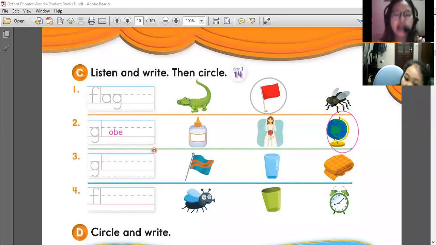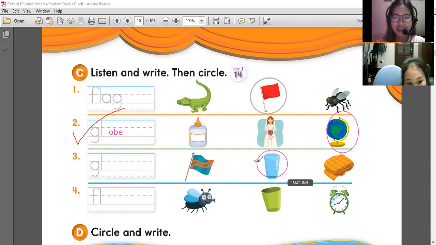Okay, number three. The word is glass. Let's see if you find the correct picture of a glass. Number three is glass. Okay, all right, this is so cute. This is correct, okay? Now, this time you spell. You spell glass. How do you spell glass?